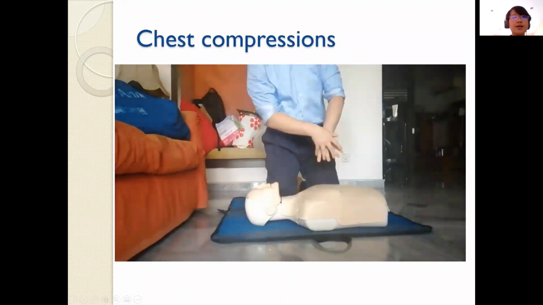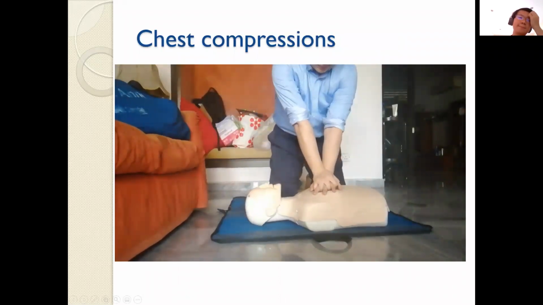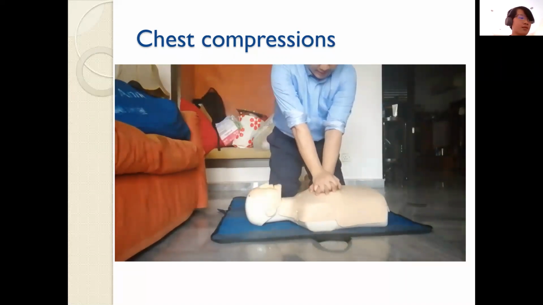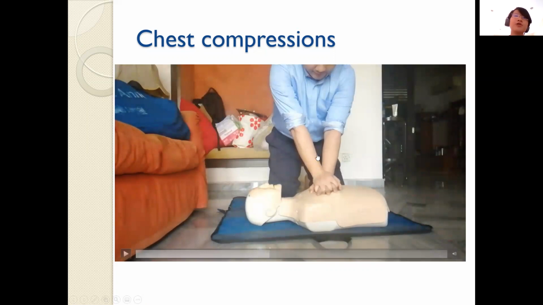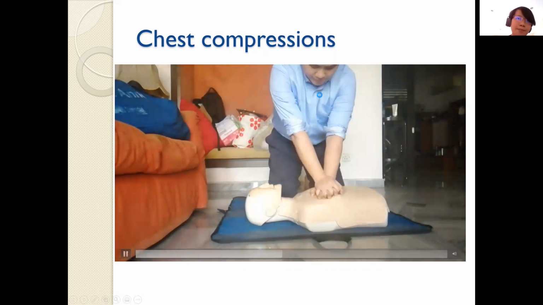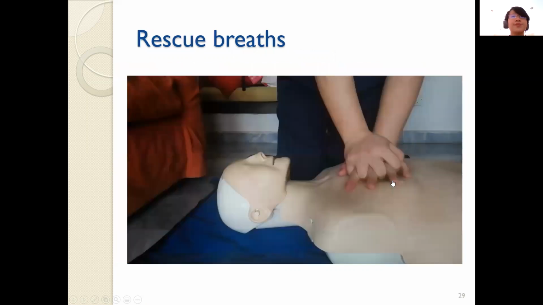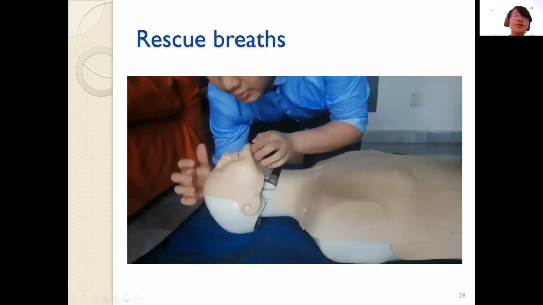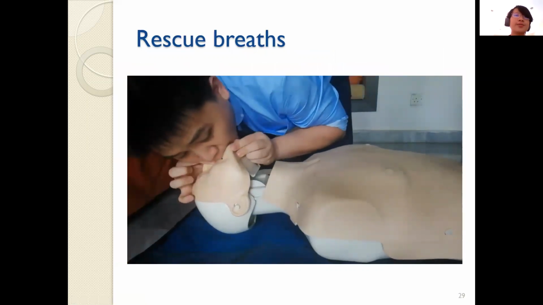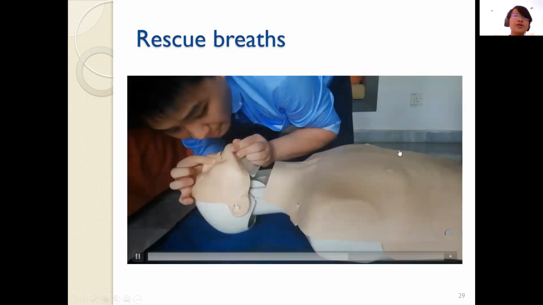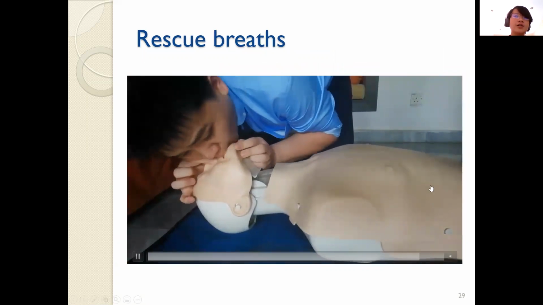Casualty is not breathing, starting chest compressions. Okay, so as you can see, elbows locked and he's using his body weight to compress downwards. 2, 3, 4. And he's counting out loud. And rescue breaths are given like that. Head tilt, chin lift, pinch the nose, seal the mouth, and blow. And observe the chest rise. Okay?